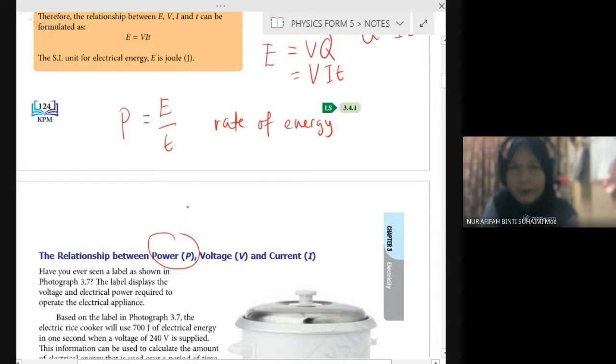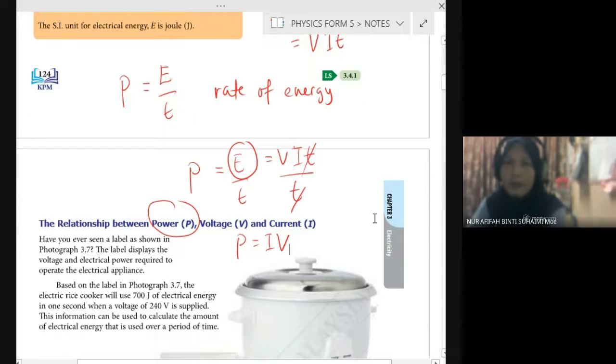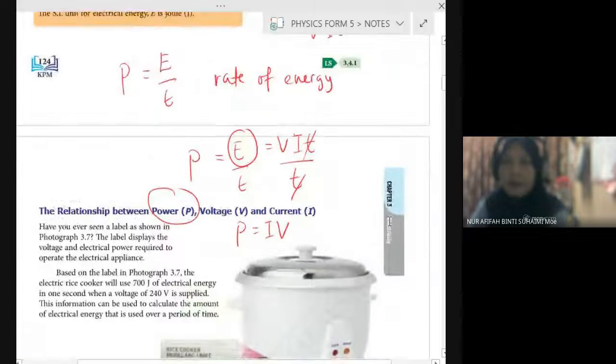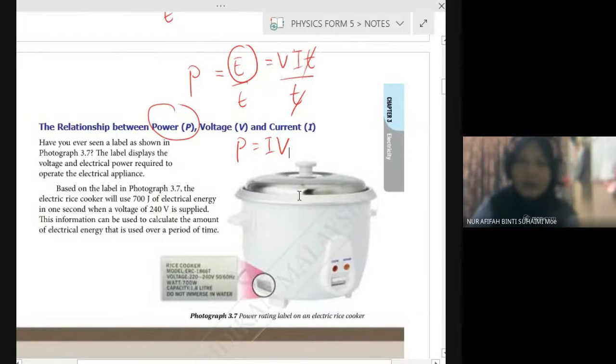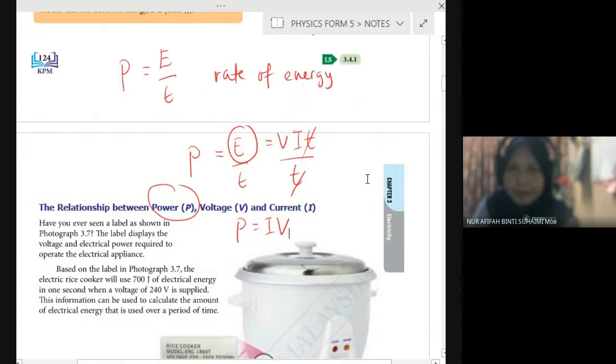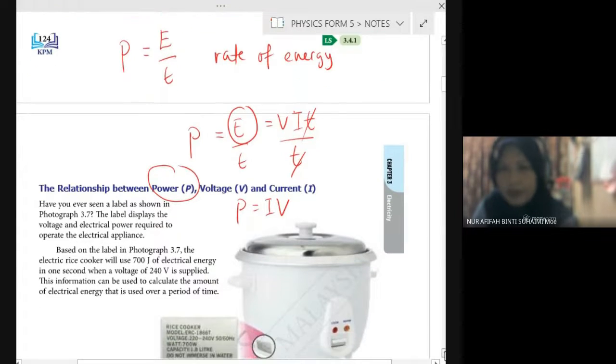Right. So from P equal to E over T, we just substitute the E inside the equation of P. So yang E tadi yang dekat atas ni, E equal to VIT, right? So substitute, replace, can get P equal to IV. Okay. So dekat sini, we know the power produced from the electrical energy is P equal to IV. So tak ada lagi E, tak ada lagi T. So we just use P equal to IV. Okay. Dah? Right. Next.